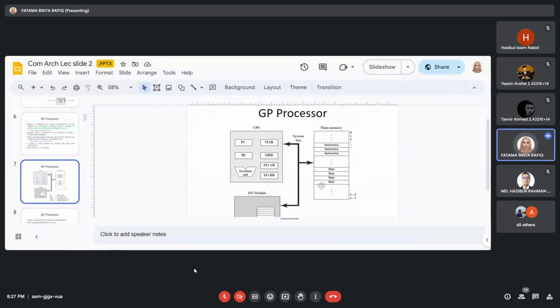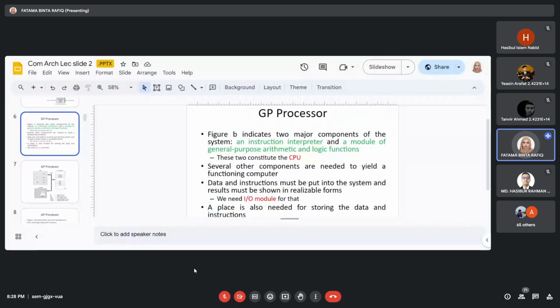So here you can see why we need the CPU, why we need the IO module, and why we need the memory actually. First, instructions should be interpreted and a module of general purpose ALU and logical functions should be performed, and that's why these two constituents will be handled by the CPU.